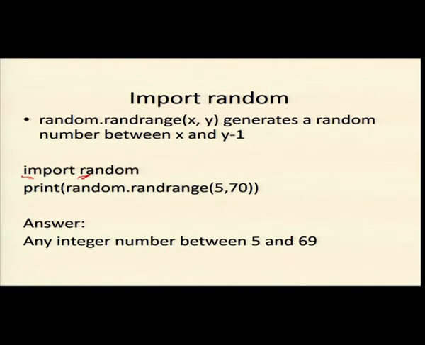I give import random. Again my dear viewers, I is small, r is small. Import random, print random dot randrange of 5 comma 70. So I give this range 5 comma 70, which means it will print between 5 and 69. So any integer number on a random basis will be printed between 5 and 69. This is how it works, x and y minus 1. So this is how the import random works. For example, what is the application in which I can use this import random?